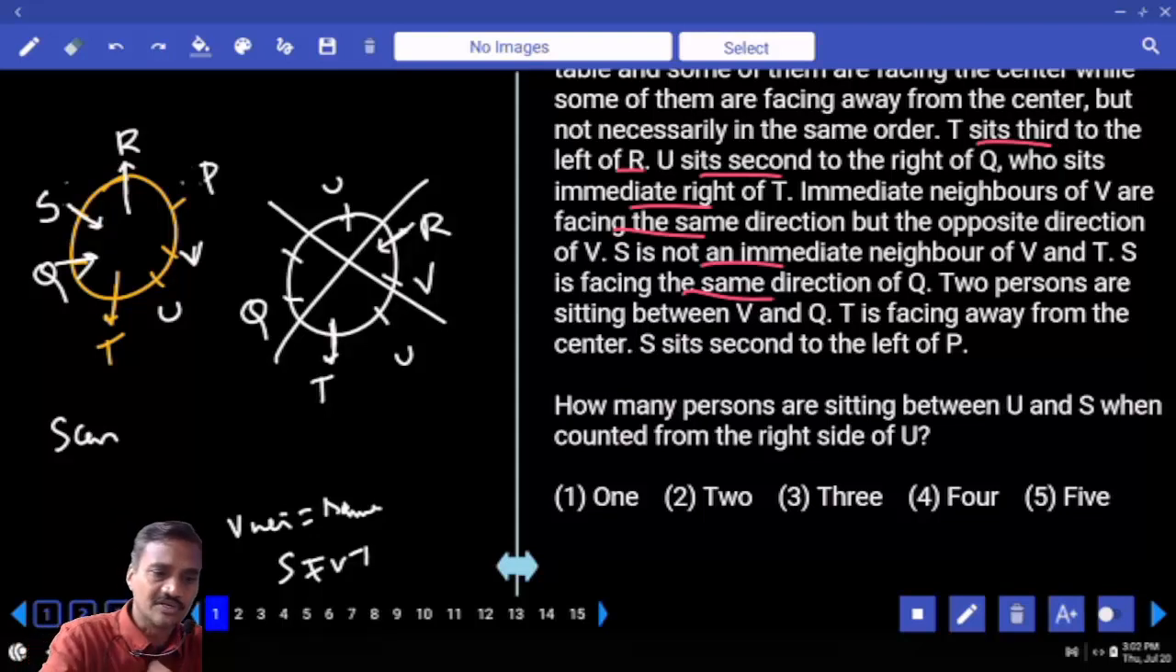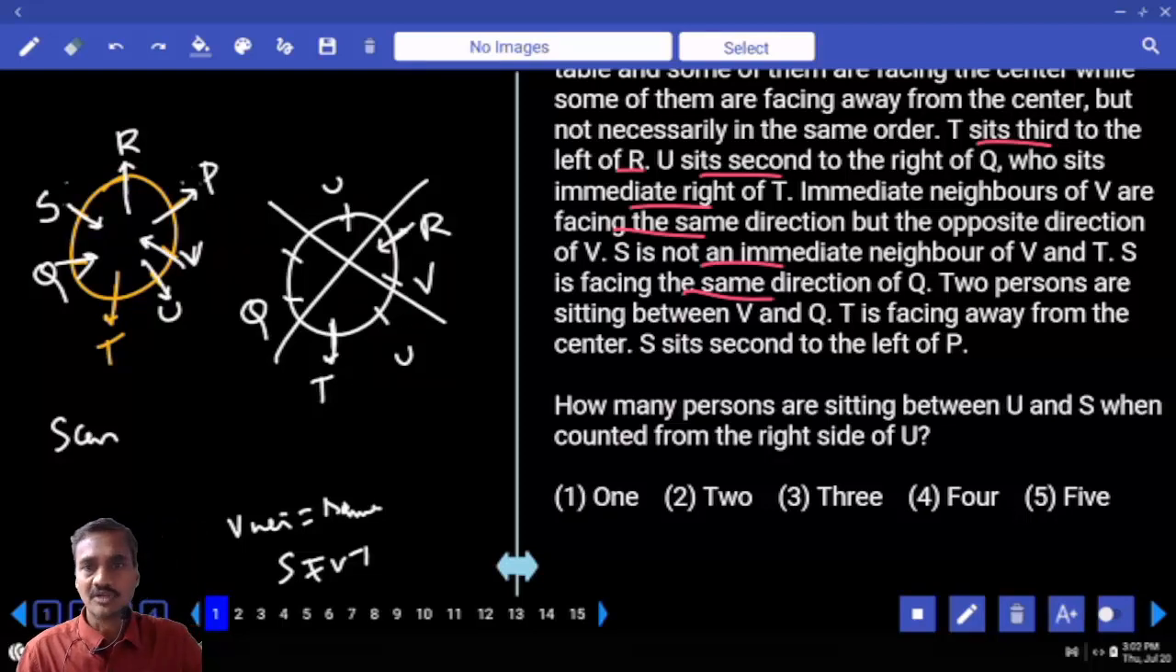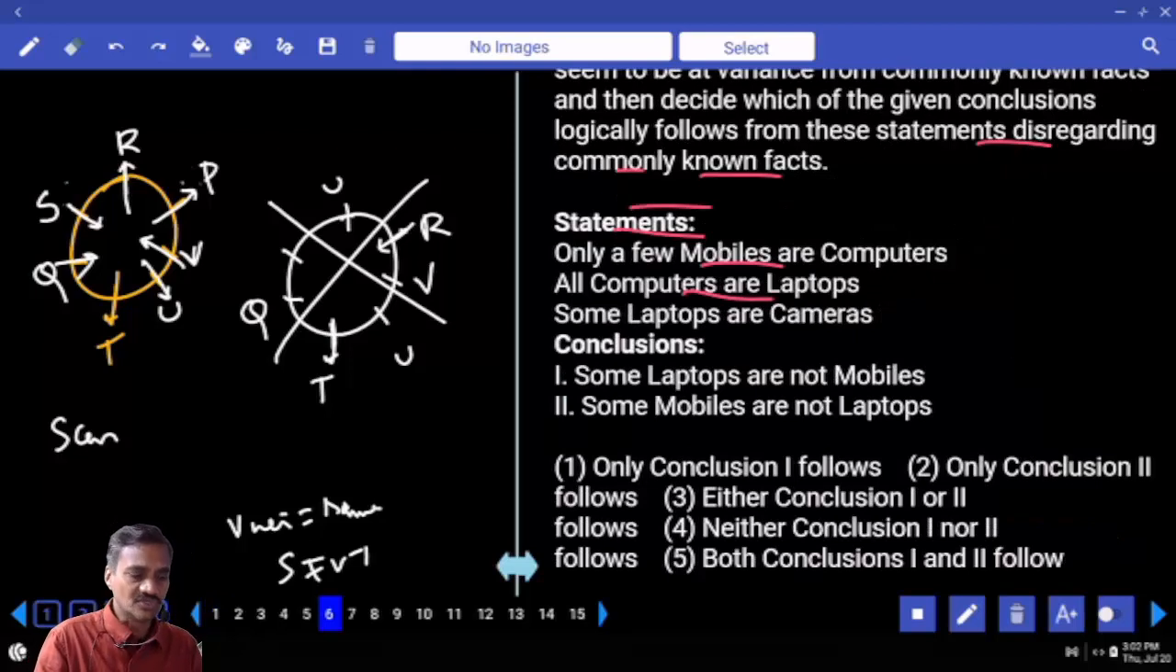S is seated second to the left of P, P must be away. And V's immediate neighbors are facing the opposite to that of V, V must be facing the center. Clear? Now this is about question numbers 1 to 5, the PO prelim. Then next one, 6 onwards.